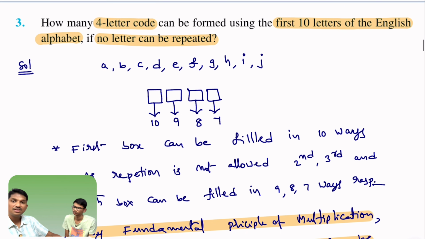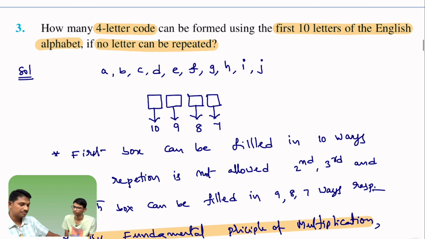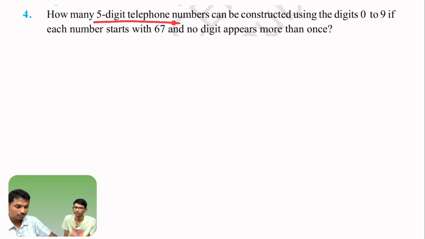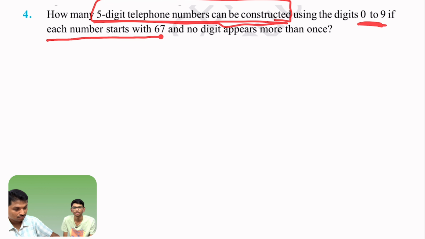Total 6 problems are there. We already completed 3 problems. Fourth question. Let's read the question. How many 5-digit telephone numbers can be constructed using the digits 0 to 9 if each number starts with 67 and no digit appears more than once?